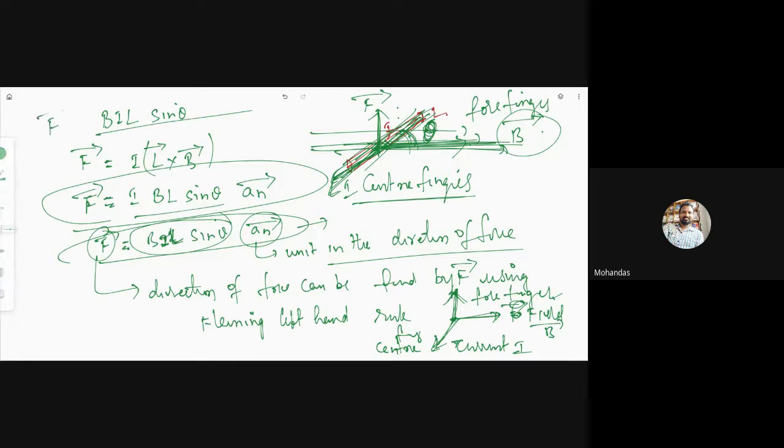Noting this is very, very important. You will study this in machines. In this case, this AN is in the direction of the force.